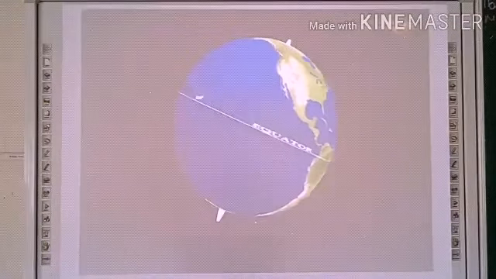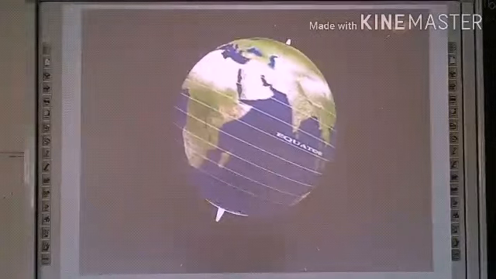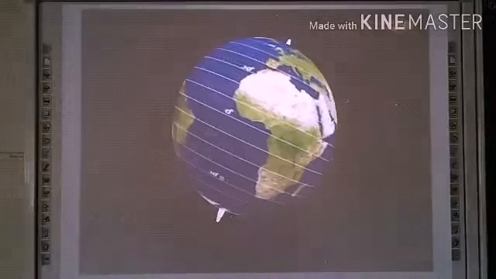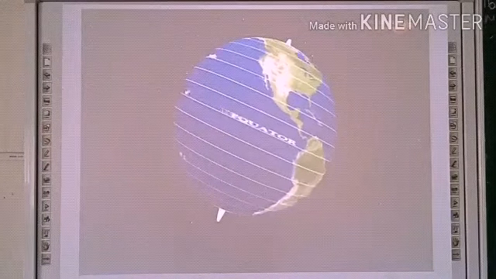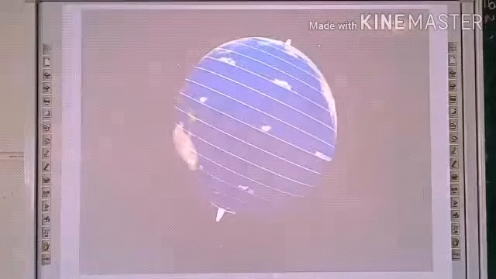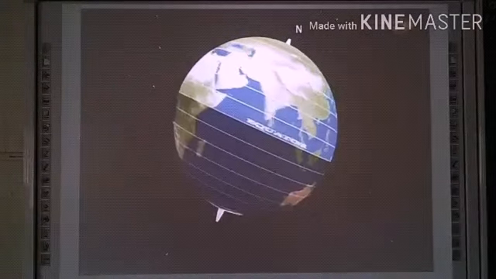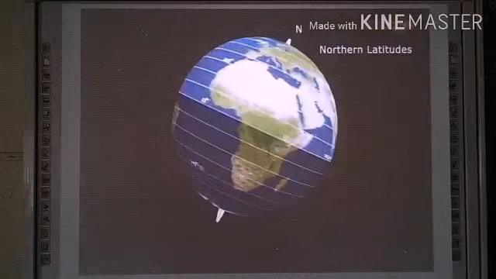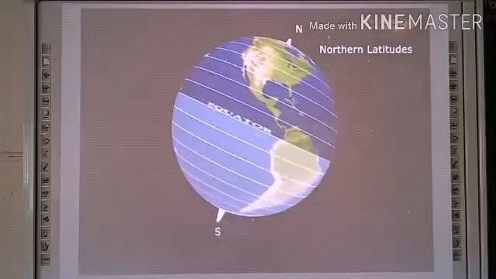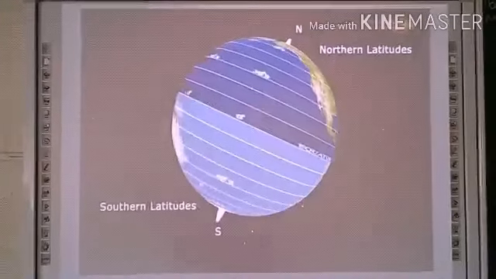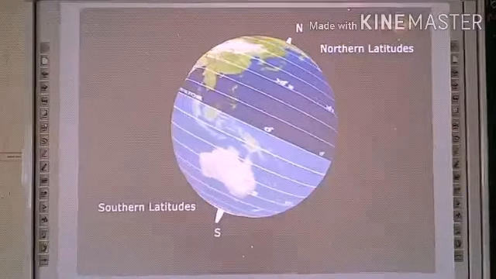Latitudes are the lines running across the Earth horizontally. These parallel lines on the globe, from the equator up to the pole, are at equal distance and are measured in degrees. The latitude lines north of the equator are called northern latitudes, while the latitude lines south of the equator are known as southern latitudes.